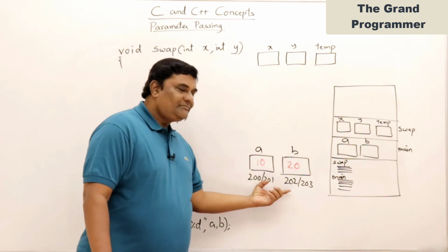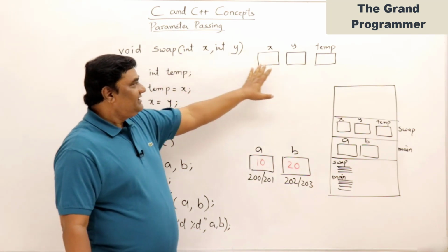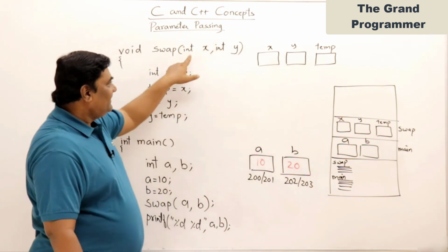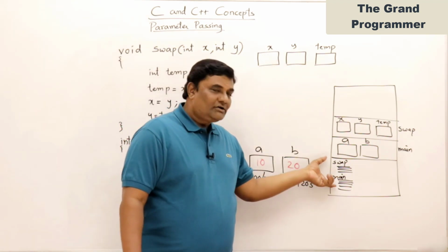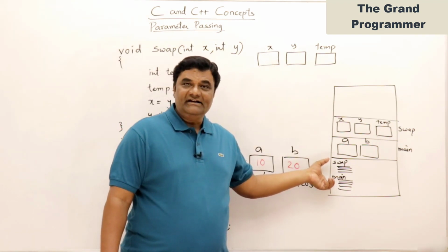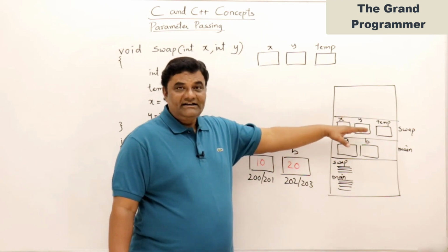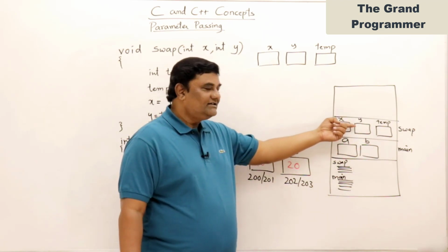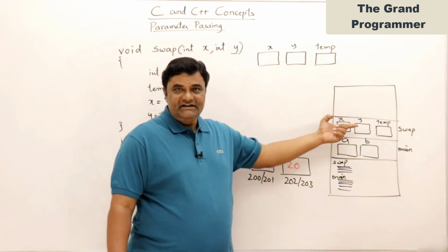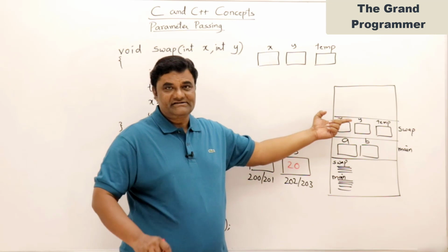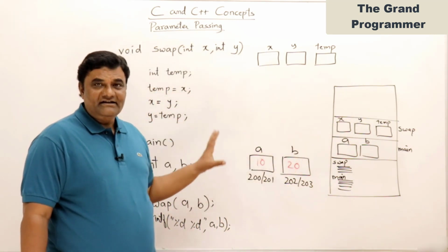So here in the diagram I am showing the variables of main function, a and b, and these are the variables of swap function, that is x, y and temp. And inside the main memory, this is the code section where our program is residing, and these are the stack frames or the activation records of main function and swap function. When the function swap is called, this activation record will be created and deleted when the function ends. So for explaining the working, I have taken these diagrams.